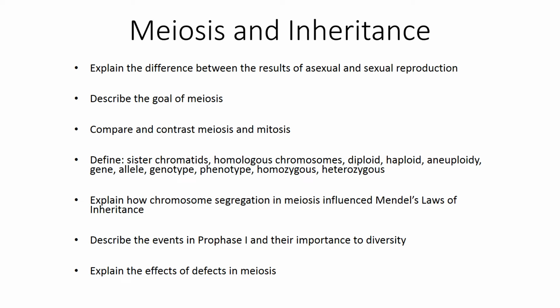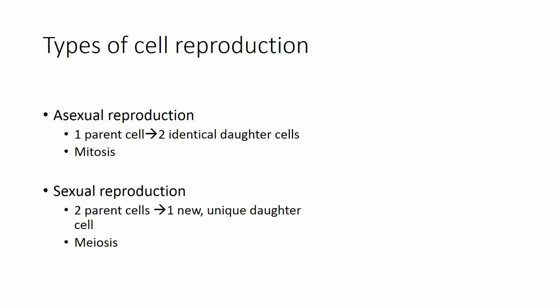This is a lecture for Chapter 25 on meiosis and inheritance. Remember that there are two types of cell reproduction. There's asexual reproduction. This is when one parent cell gives rise to two identical daughter cells. Some types of plants do this, some types of ivy.